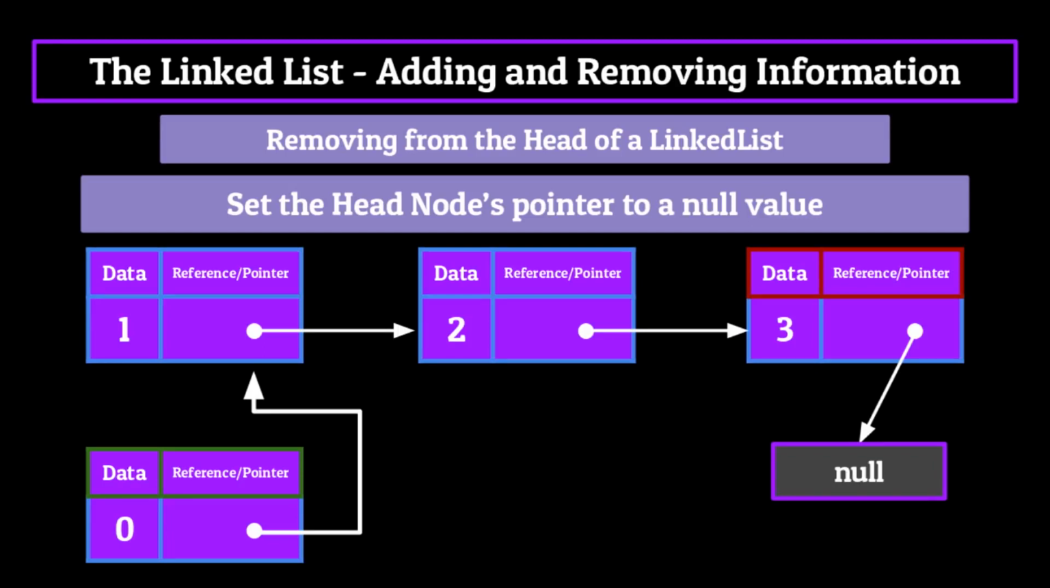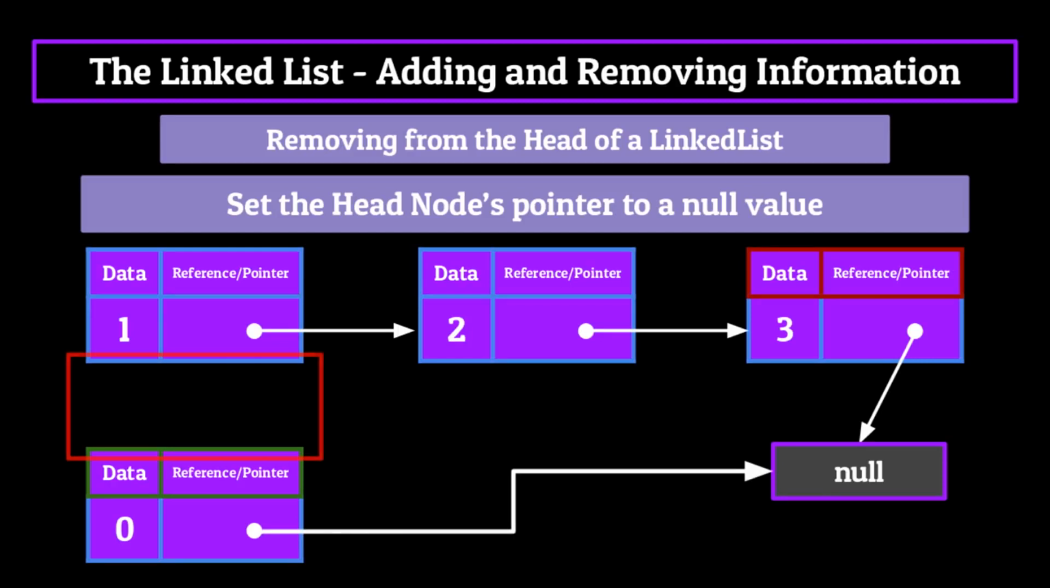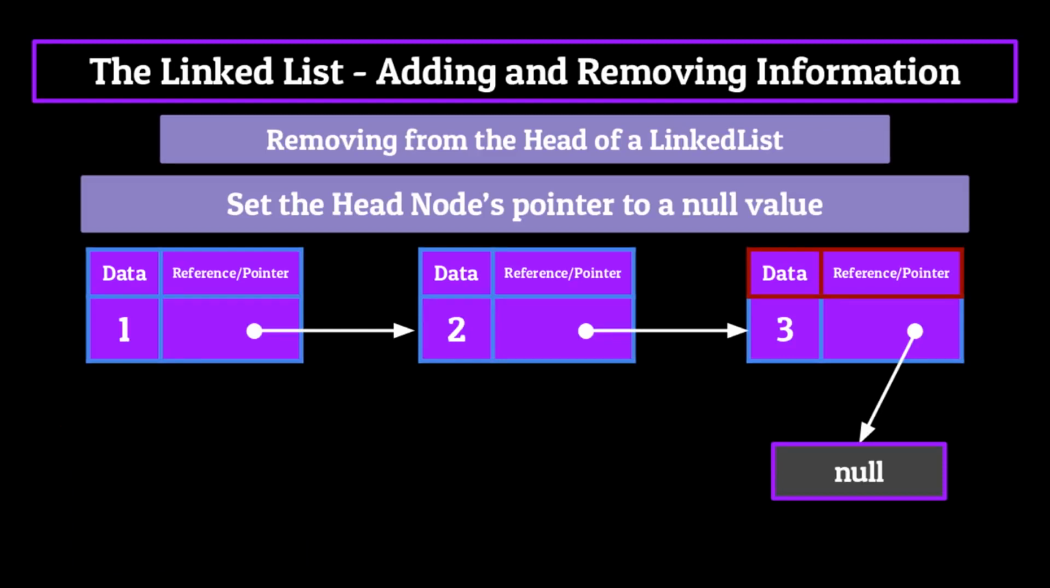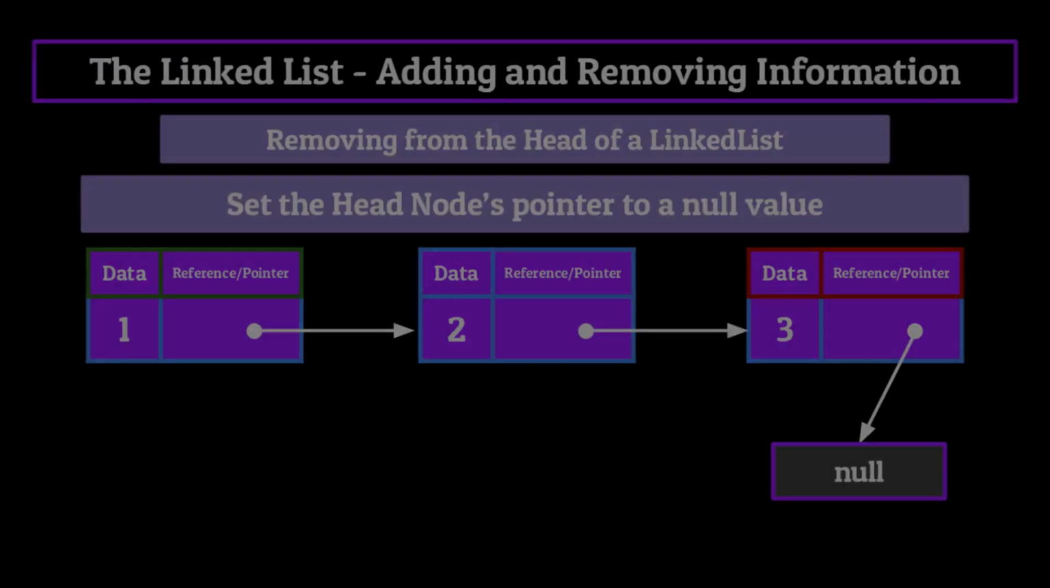If we did this on our example linked list, you'd see that once we set the 0 node's pointer to null, because it no longer points to the 1 node, and no node points towards its location, it has been cut off from the rest of the nodes and exiled from the linked list. The old head node regains its position, and it's as if this integer 0 node never even existed.